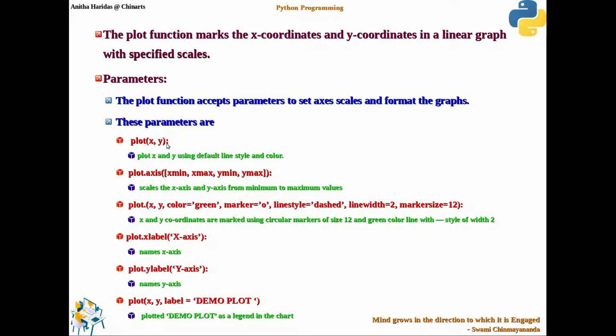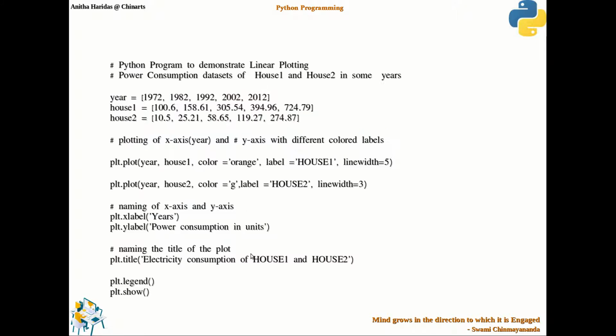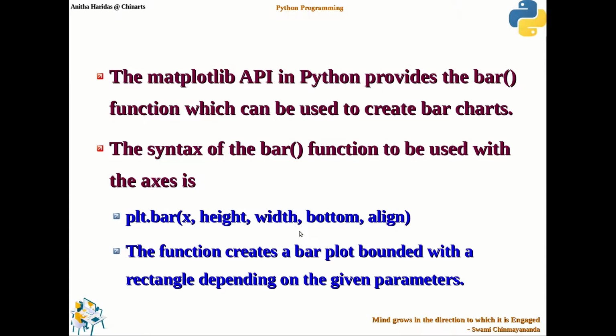These are some of the parameters that can be used along with the plot function. Then we had seen an example of the power consumption data set of house 1 and house 2, and in each year, these are the list of years, the units consumed by each house were plotted using linear plotting. So this was the program we had seen, and how it gets plotted was also discussed. Then we also talked about the bar function, which is used for creating bar charts.